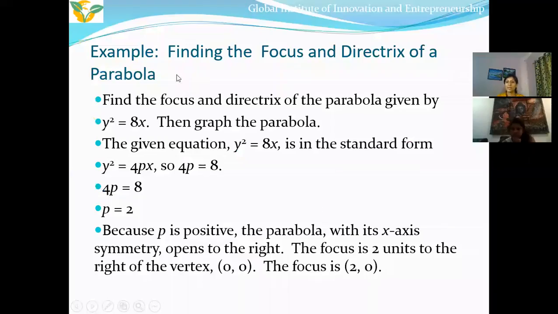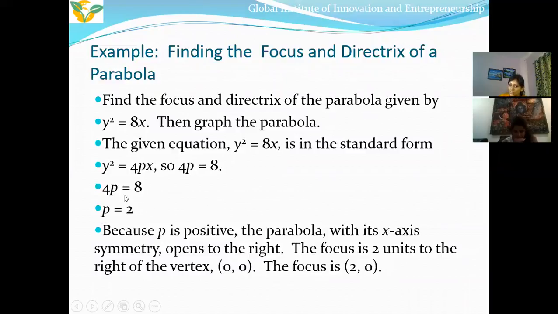Next, let us quickly see a few examples of how to find the equation of the parabola, or how to find the focus as well as the directrix of the parabola. Find the focus and directrix of the parabola given by the equation y square is equal to 8x. If we compare this equation to the standard equation of the parabola, y square is equal to 4px or 4ax, it's your choice, then 4p is directly equated to 8. So from this, 4p is equal to 8, and p is equal to what?